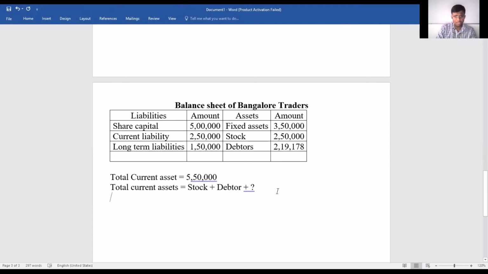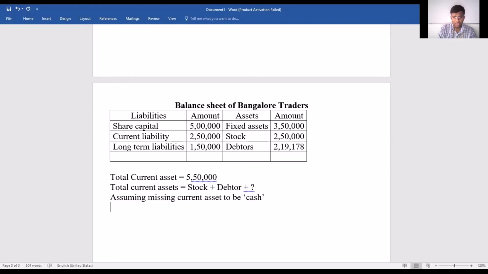So I am going to assume the missing current asset to be cash. It is not necessary that you take it as cash. You can take it to be any current asset. It could be bills payable, bills receivable, cash at bank, cash in hand, etc. It could be any. So I'm assuming the missing current asset to be cash.